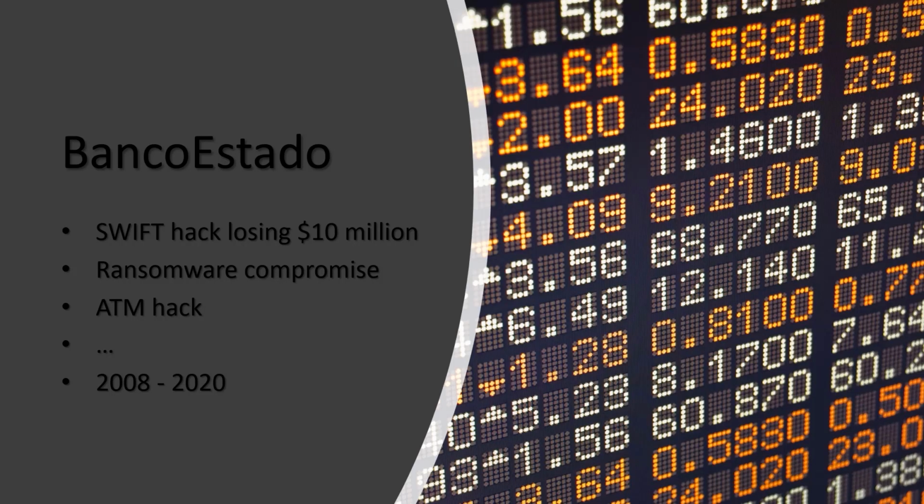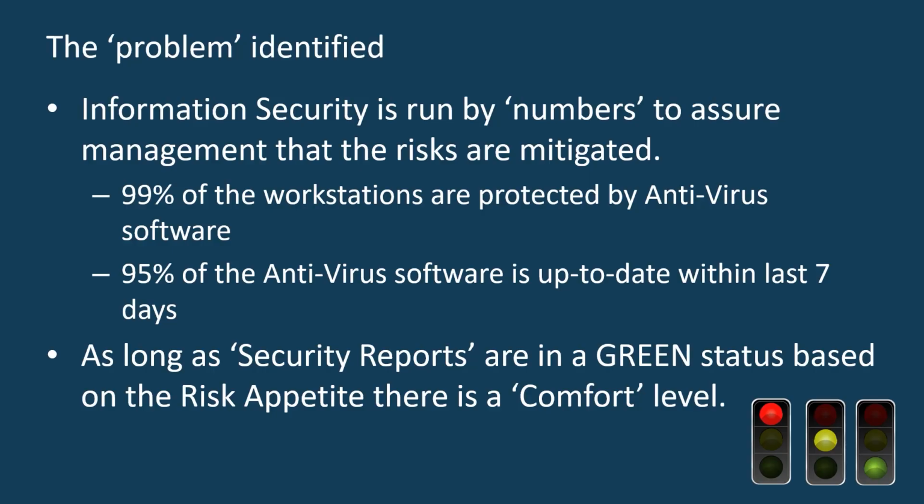If I look at Banco Estado quickly, we see that they had a SWIFT hack, losing $10 million. Initially, they said, oh no, it's a virus that came in, nothing serious, and so on. A week later, it came out that it was actually a compromise using a phishing attempt. Then there was also a ransomware compromise by REvil. There was an ATM hack. And as you can see, it's a 12-year journey. I'm not singling out Banco Estado here, but it is all about, are we learning lessons from that? Are we really taking action? Don't we need to take a step back and make sure that this is done properly?